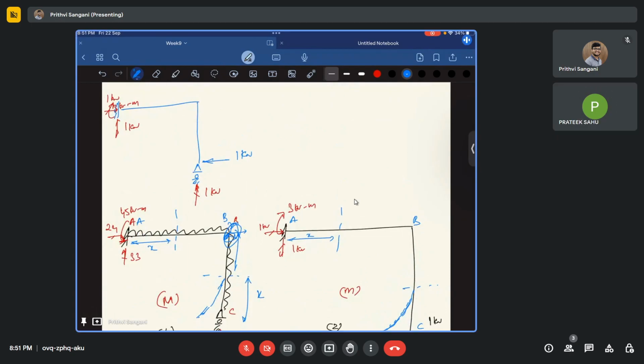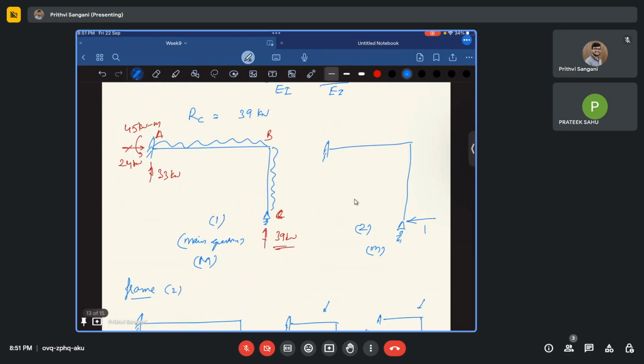Okay, I understand your question. So, see, if you want to find the horizontal displacement at support C, na? Yes sir. So, what is our virtual work method saying?